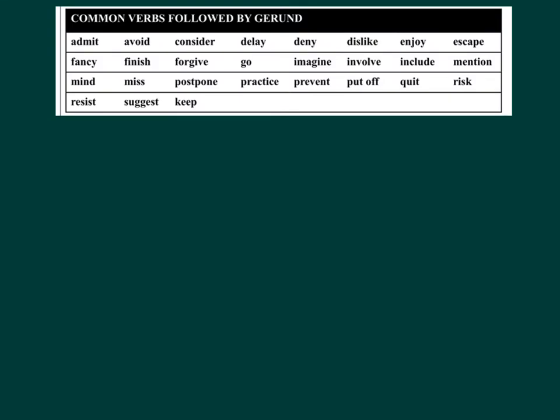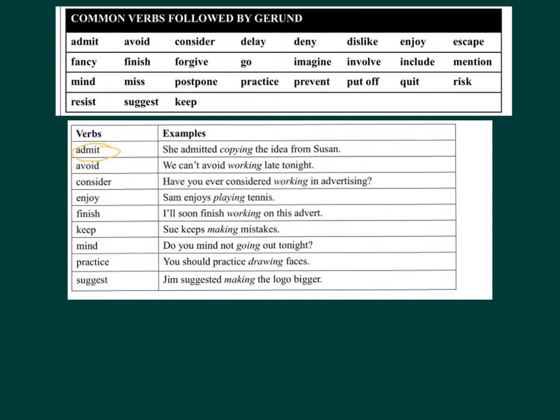Common verbs followed by gerund. 好似個 admit, she admitted copying the idea from Susan. 跟住個 avoid, we can't avoid working late tonight. Consider. Have you ever considered working in advertising? Enjoy. Sam enjoys playing tennis. Finish. I'll soon finish working on this effort.